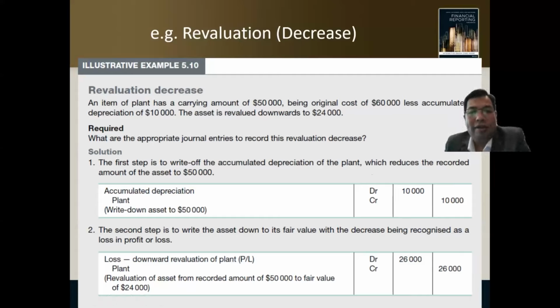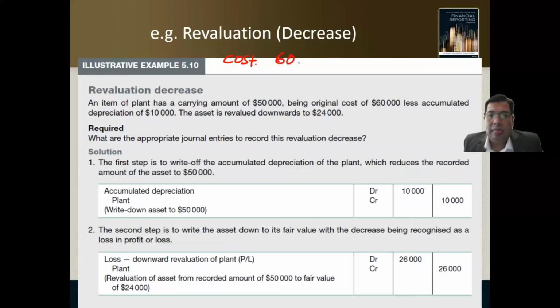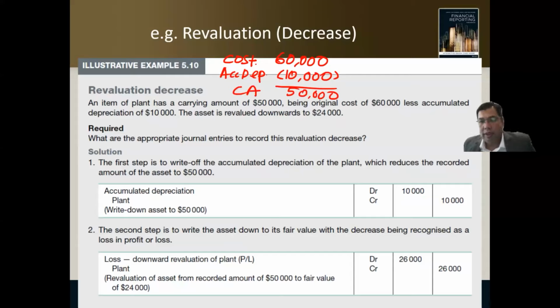So an item of plant has a carrying amount of 50,000, being original cost 60,000 less accumulated depreciation 10,000. Now we need to revalue this asset downward to 24,000. What does it mean? This is the cost of this plant, 60,000. The accumulated depreciation is 10,000. So the carrying amount is 50,000. This is based on our record.